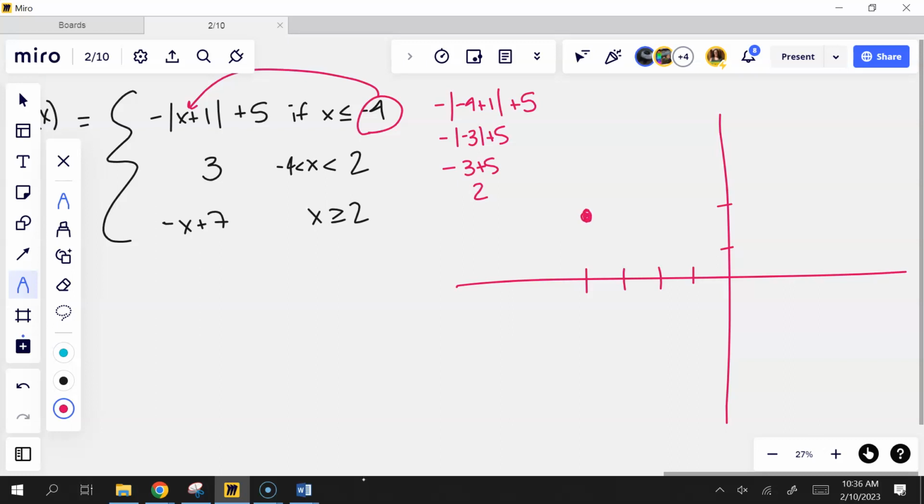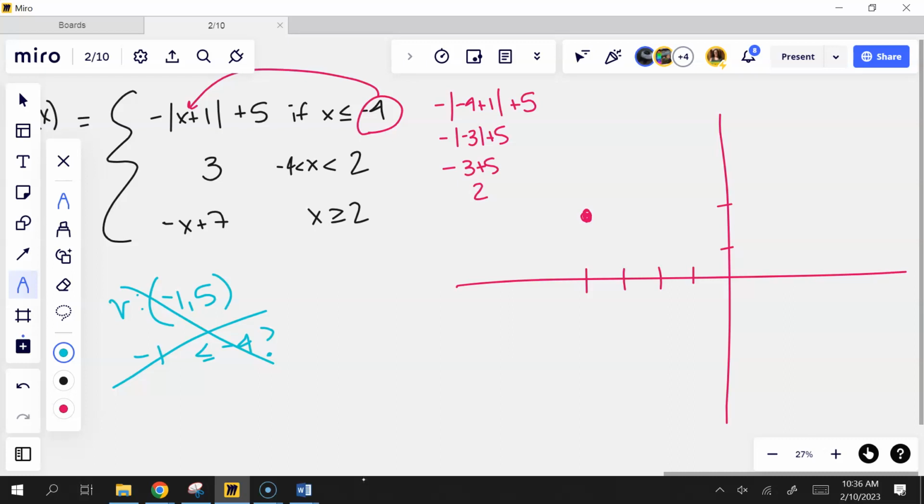Now, what is my vertex? I'm going to come over here to the side. What's my vertex on that graph? -1, 5. Look at the x part. Is -1 less than or equal to -4? And that's a big question mark. No. So I don't need the vertex. I don't have to worry about it.